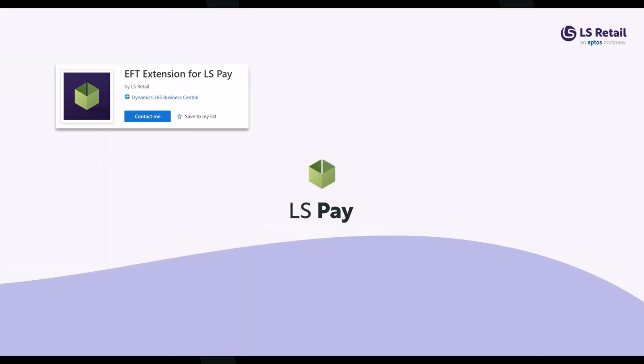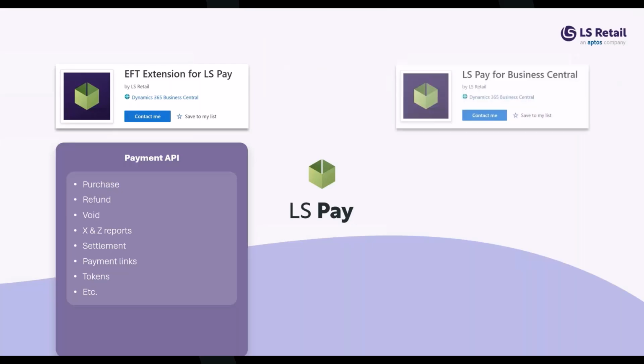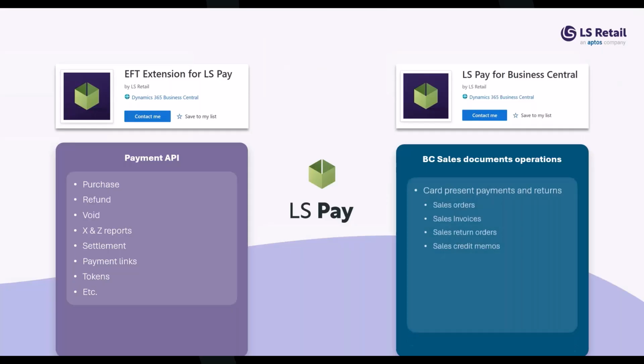Now, if we then look at the features, and starting with the EFT extension for LS Pay, as I just explained, this is a pure payments API that can be called from various system components. So you as merchants, you as partners, from wherever you need payments, you simply trigger these methods. And then for LS Pay for Business Central, this is our app where we have added in our user interface additions. So here we see actual features.